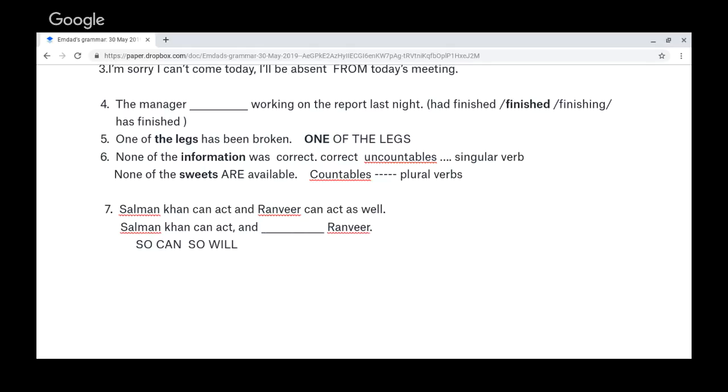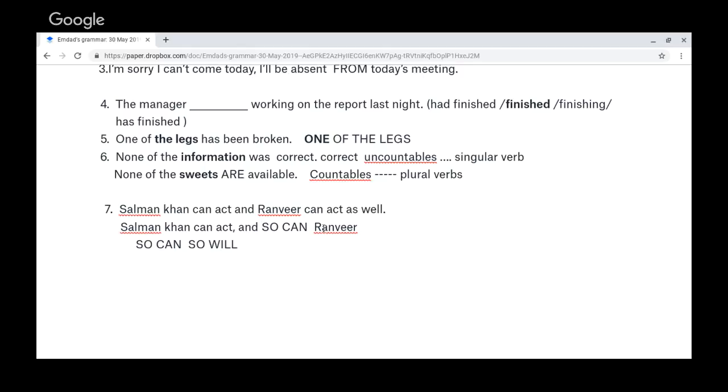So if I say Salman can act and so can Ranveer. Is it clear? So kaise likhunga? The same activities, I'll use so can or so will. Don't copy. Look at me, everyone. I'm not finished with this rule. Don't copy. So can Ranveer. Do you know the same sentence can be written this way? Full stop. You can start the next clause with so. So Salman Khan can act, full stop. So can Ranveer. Is it clear? Or Salman Khan can act, comma, and so can Ranveer.